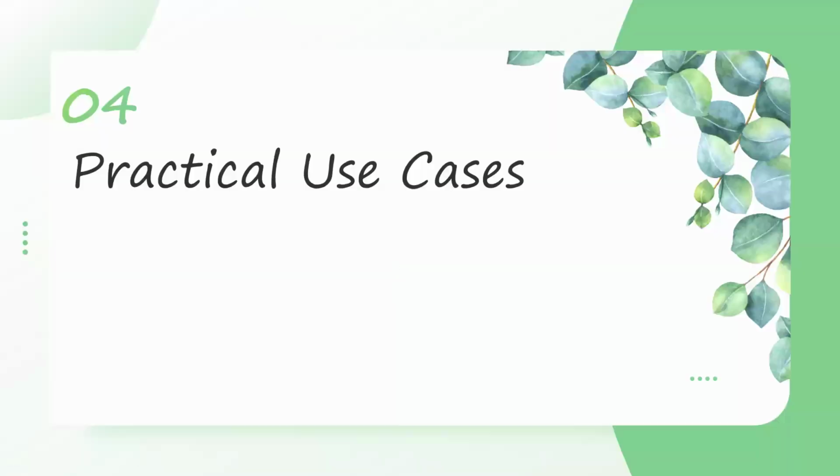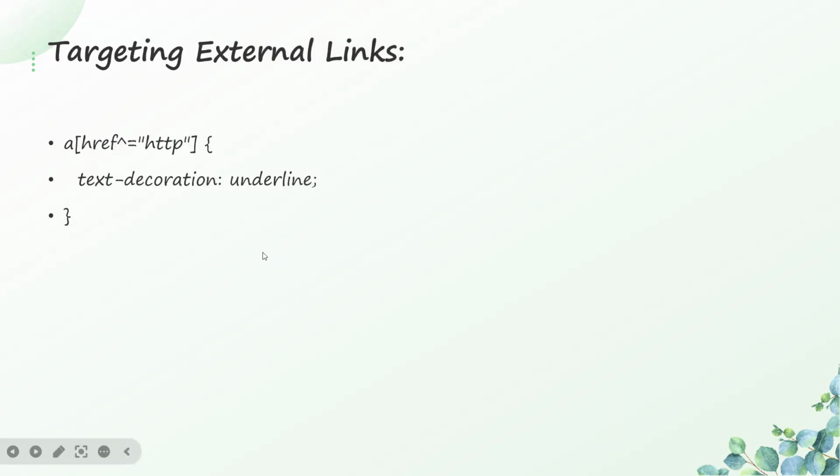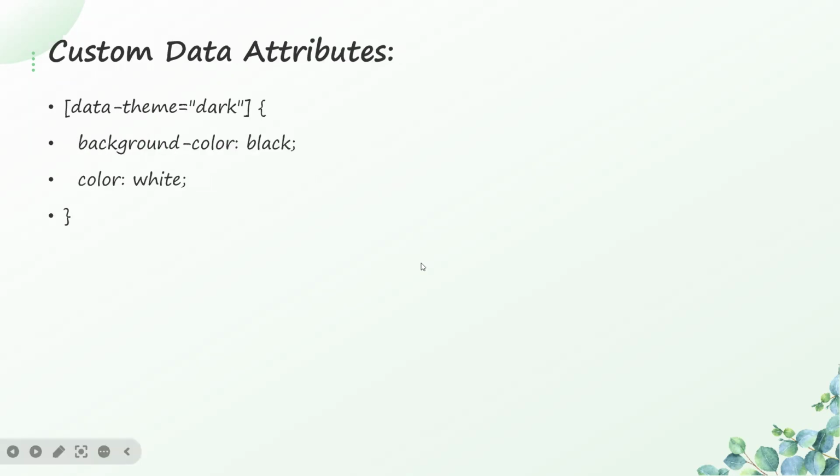So practical use cases, okay? Let's say you have your form and you want to style all the input elements that have the attribute required. So you can just style them differently, okay? So you know how to do this. You target all the input elements, just like we targeted the H1 element that has different attributes. You can also target input elements and other elements. You can also target external links. You use the starts with. Any link that has a href that starts with, you can give it a different style. All right. You can have custom attributes, data attributes like this, and style them differently.